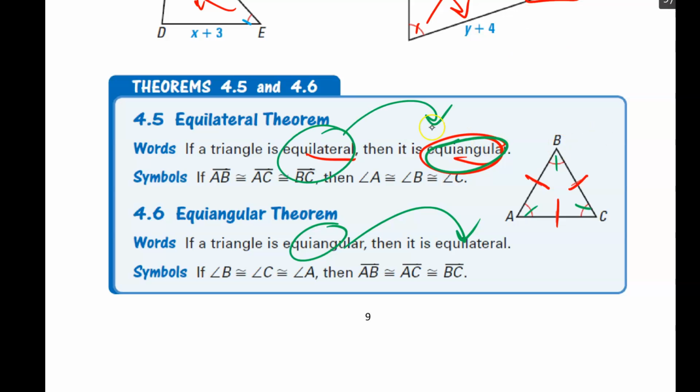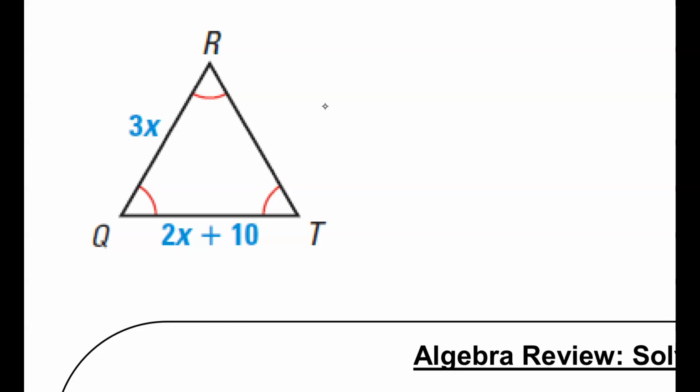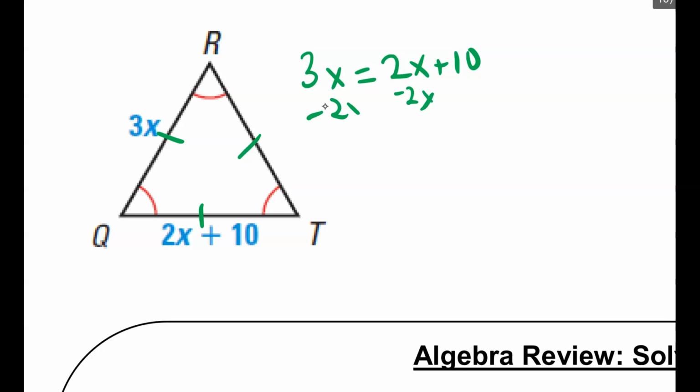So continue on. Find the value of x, then find each side of the equilateral triangle. Okay. So we know that all three of these sides must be the same length. So 3x has to equal 2x plus 10. They'll have to be the same length. So subtract 2x on both sides, and we find x is equal to 10.